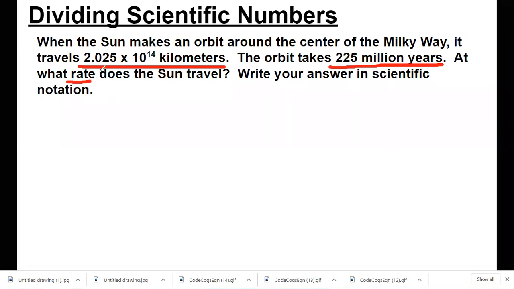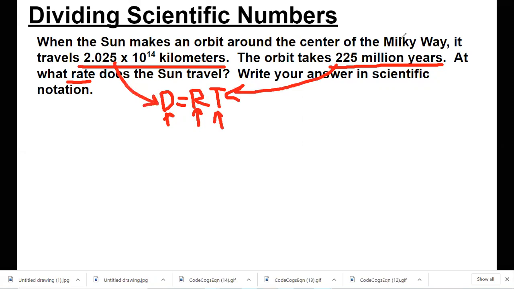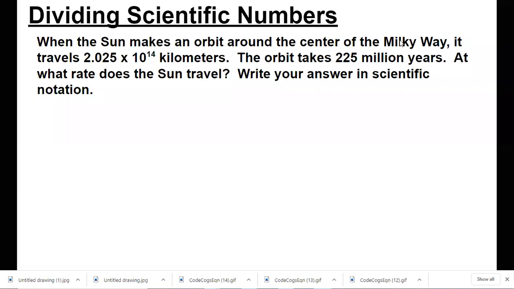This is called a dirt problem, and I'll bring it up in a minute, but it's D, dirt, so to speak, equals RT. What do I mean by that? Distance equals rate times time. Okay? We are looking for R, the rate. We are given the distance, we are given the time. The time is 225 million. The distance is here. We are solving for R. So let's take a look at how that's going to work.